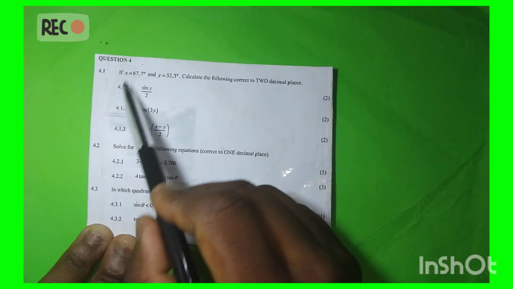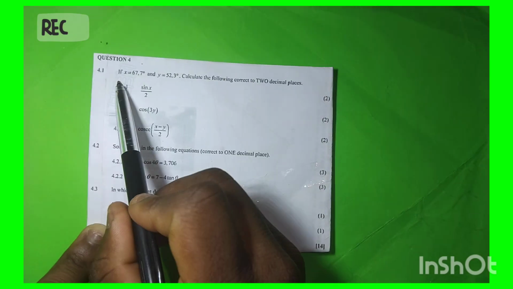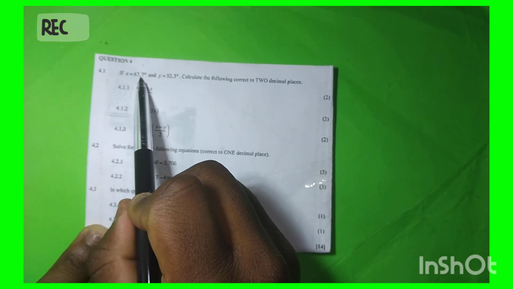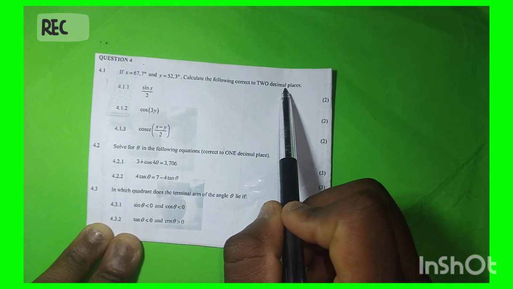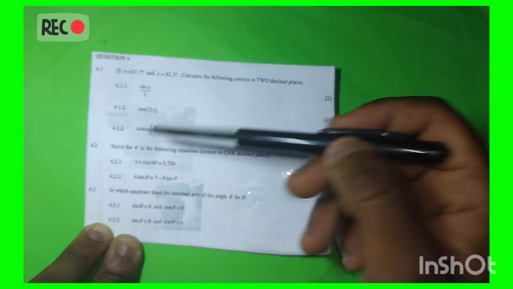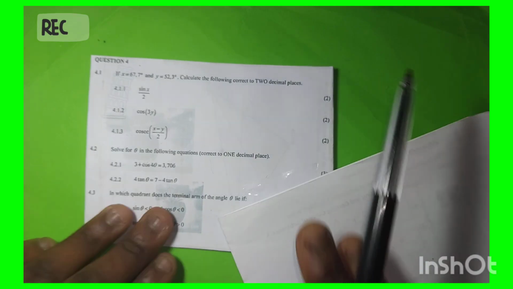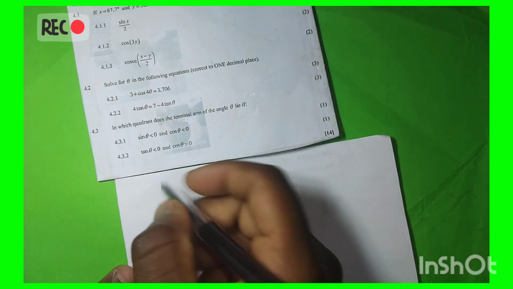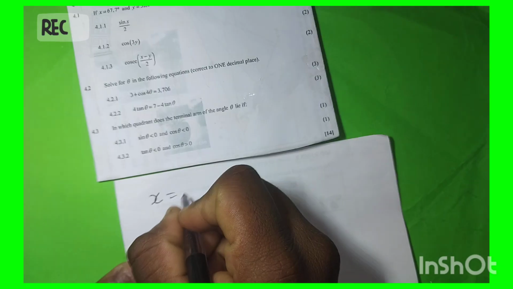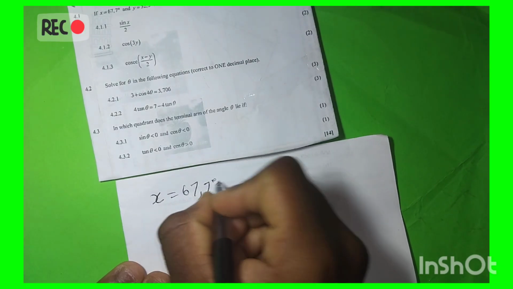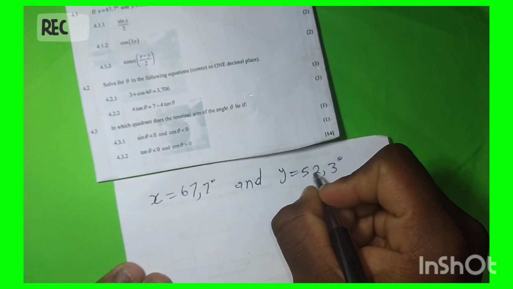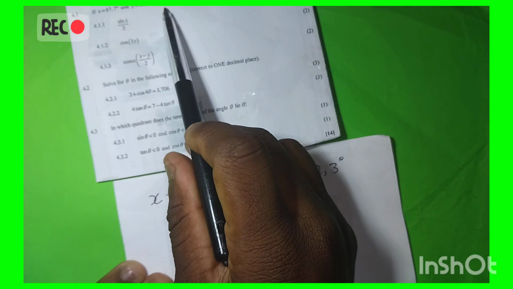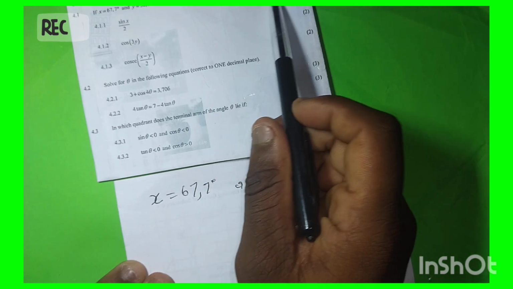So imagine yourself, you come across a question like this in a test, whereby they say that if x is equal to this number and y is equal to that number, calculate the following correct to 2 decimal places. For this kind of question, you should be able to press your calculator, because they already gave you the value for x. They say x is equal to 67.7 degrees, and they tell you that y is equal to 52.3 degrees. And now they want you to calculate the following correct to 2 decimal places.